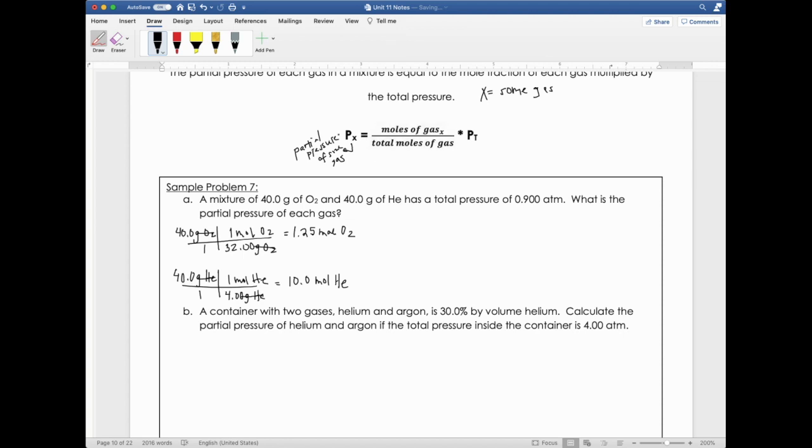However, in order to find the partial pressure, I do need to find the total moles of the gas in the system. So I'm just going to go ahead and add those two together. Of course, with significant figures, you should have only one place after the decimal. So I'm going to round this to 11.3 moles of gas total.